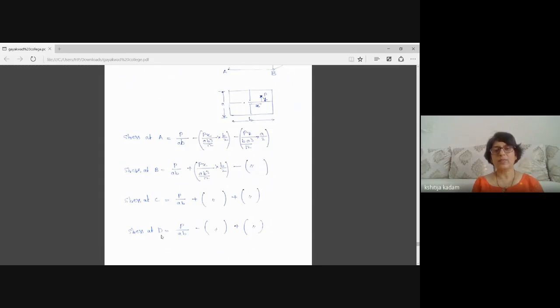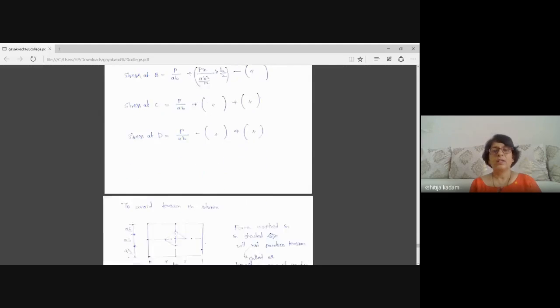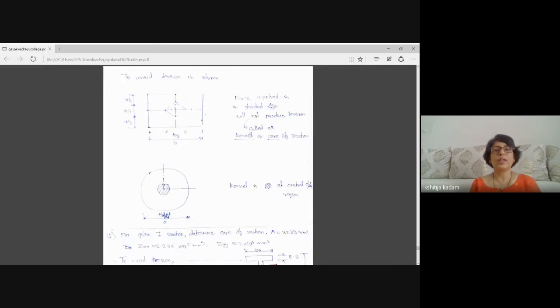And the last one, stress at point D, which is this point, will give compressive stress because of force, negative stress because of eccentricity x, and positive stress because of eccentricity y. So read the question carefully, draw the sketch, visualize the sketch, and then apply the formula.